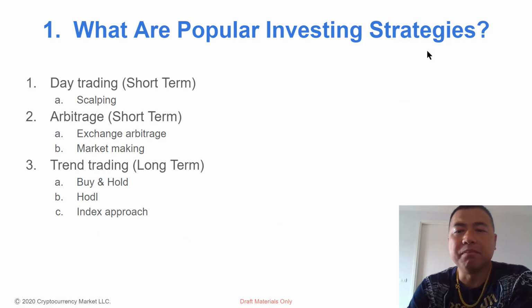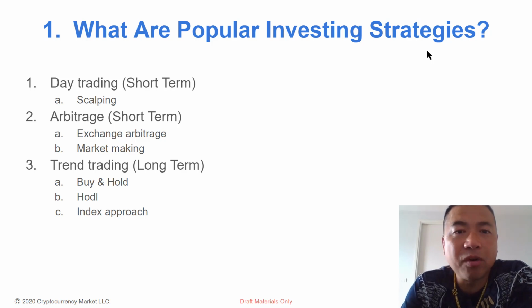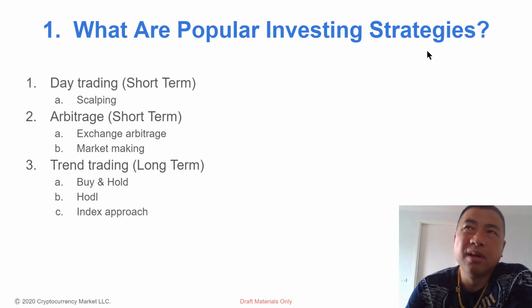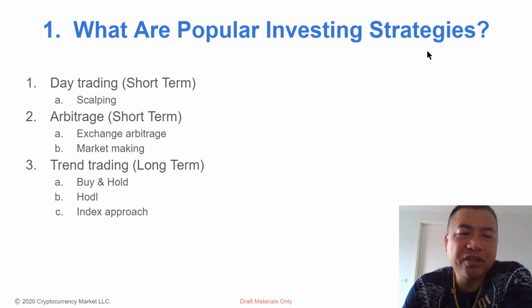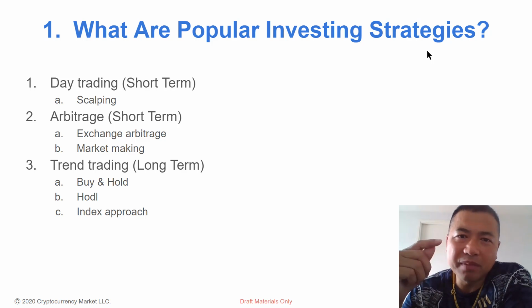So what are some popular investing strategies? One would be day trading. Many people know about that. That's more of a short-term strategy, and a common day trading strategy is called scalping, where you go into the markets and after it moves up 10 cents, 20 cents, 30 cents, $1 or something, and then you pull it out.